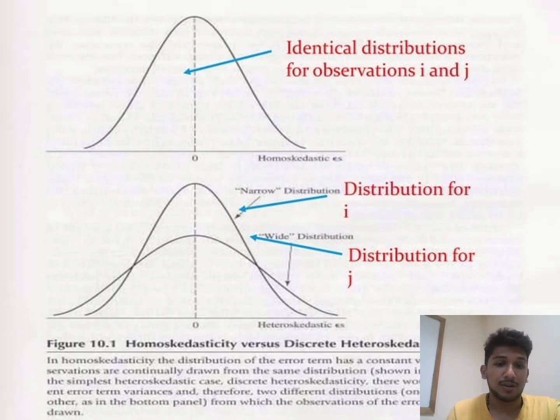Now let's come across heteroscedasticity versus discrete heteroscedasticity. If we talk about homoscedasticity, the scatter of the residuals around the regression line is the same for all the values of the predictor. Discrete heteroscedasticity, on the other hand, occurs when the variance of the error is not constant, but varies systematically based on the level of a discrete predictor variable. This can happen when there are groups or categories within the predictor variable that have different levels of variability.